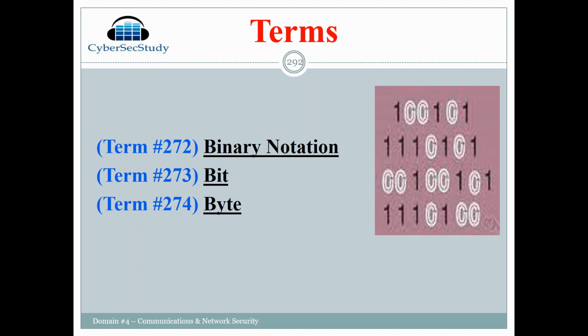A bit is a single unit of information expressed as either a 1 or a 0. How many bits in a byte? 8 bits in a byte.